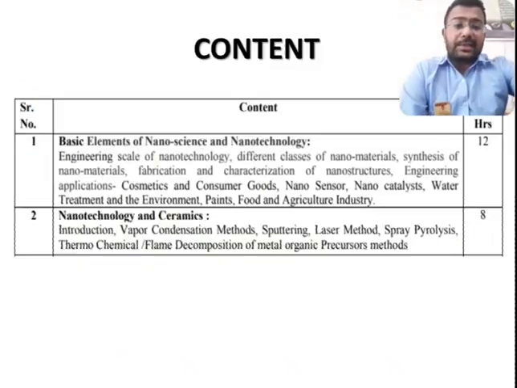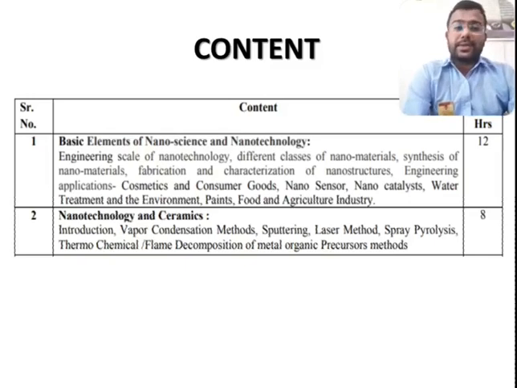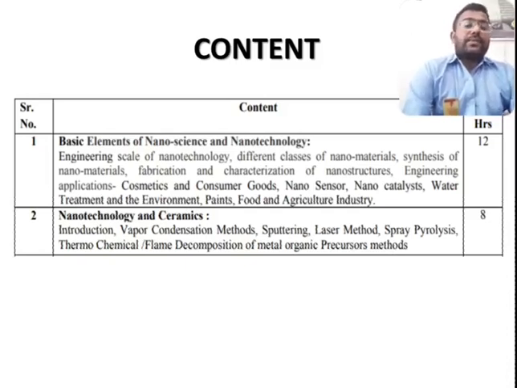So let's start our syllabus. There are I think 5 or 6 chapters in our nanotechnology and surface coating. The first chapter is basic elements of nanoscience and nanotechnology. We will learn this first unit in 12 effective hours, right? So in 12 hours we will learn about the basic elements which are used for nanoscience and nanotechnology.